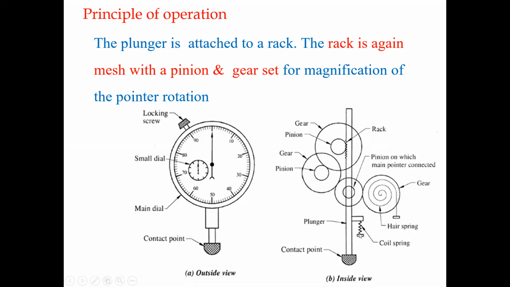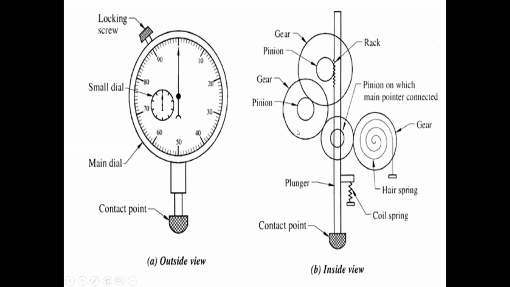Listen carefully. I will explain once again in the next slide. Whenever a curved, up and down surface is there at the bottom of this contact point, when the contact point is moving or sliding on the work part because of variations in the work part, this contact point will move up. When it is moving upward, the plunger gets lifted. The upward moving plunger rotates the pinion because the plunger is having a rack. The rack is meshed with the pinion. Therefore, this pinion is rotating in the anti-clockwise direction.